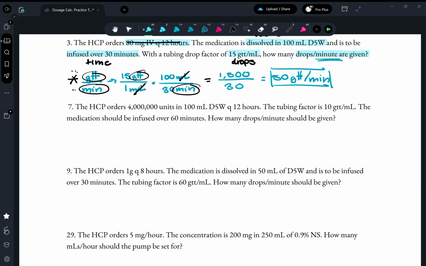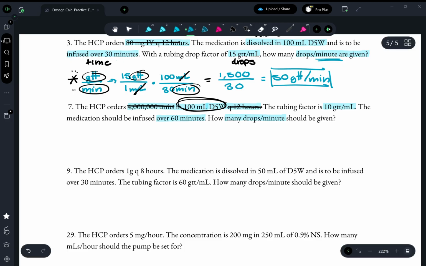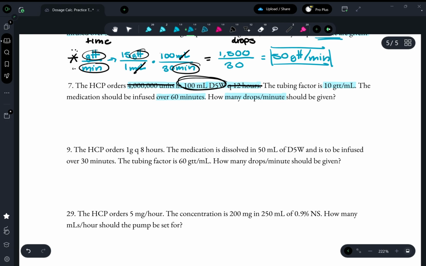So we have 4 million units in 100 mLs of D5, Q12 hours. So once a shift, we're going to put 100 mLs into this patient, and it's going to get them 4 million units of their medication. Our drop factor is 10 drops per mL. We want to give the medication over 60 minutes. How many drops per minute should be given? So again, we don't care about the dose. We don't care about the frequency. We want the volume. So we're going to go ahead and put our 100 mLs.